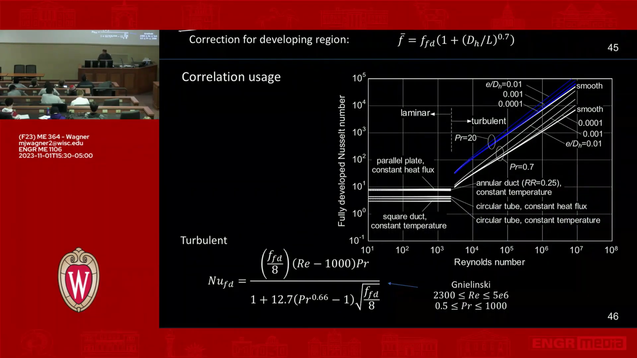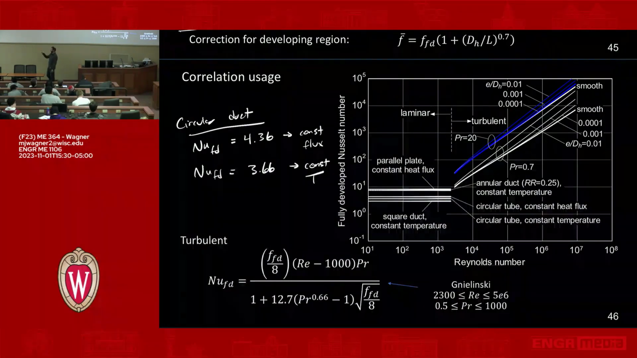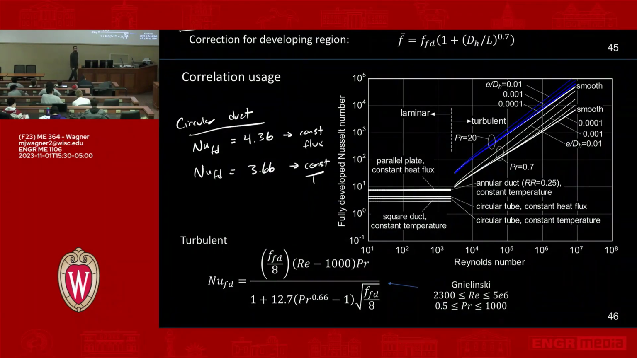So some values to keep in mind. You can memorize these. I'm sure you will. For a circular duct, the fully developed Nusselt number is equal to 4.36 if it's constant flux. The Nusselt number, fully developed, is equal to 3.66 if it's constant temperature. So if I tell you it's a circular duct and I tell you that it's laminar, you don't have to know anything else to compute the Nusselt number. You just know it, right? It's kind of interesting.